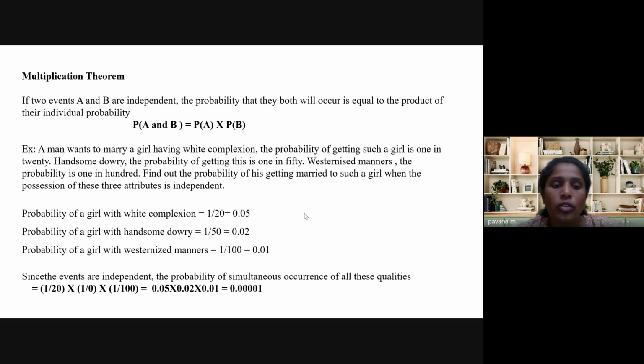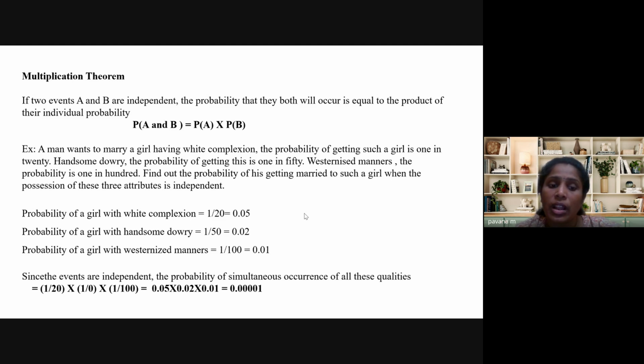A man wants to marry a girl having white complexion. The probability of getting such a girl is 1 in 20. And handsome dowry, the probability of getting this is 1 in 50. And westernized manner, the probability of getting this type of woman is 1 in 100. Find the probability of his getting married to such a girl when the possession of the three attributes is independent. So the three attributes are independent, that means they are not affecting each other.